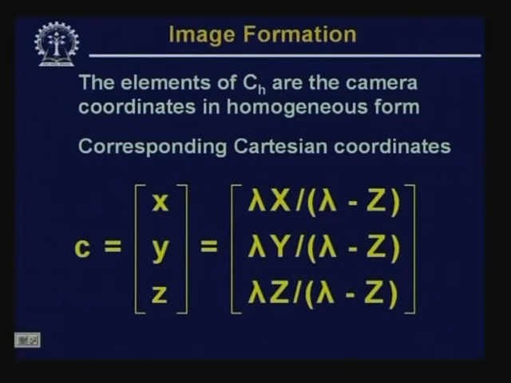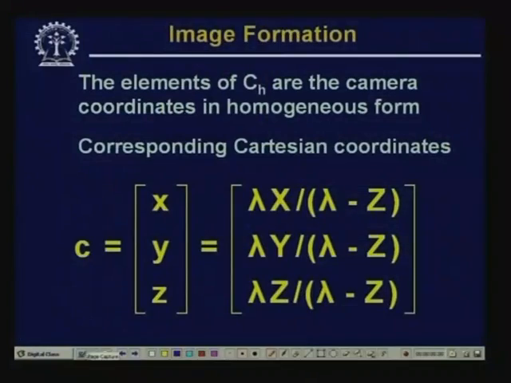So, you just note that x, y, z in the lowercase letters indicate the camera coordinate, the image coordinate, whereas X, Y, Z in the capital form represent the coordinate in the 3D world, or the 3D coordinate of the world point W. Now, what we are interested in is the camera coordinate x and y. At this moment, we are not interested in the image coordinate z.